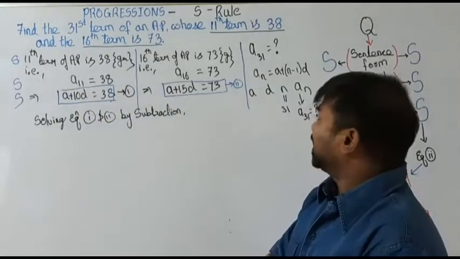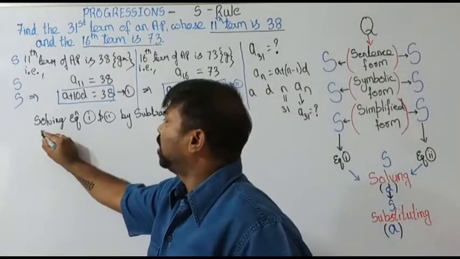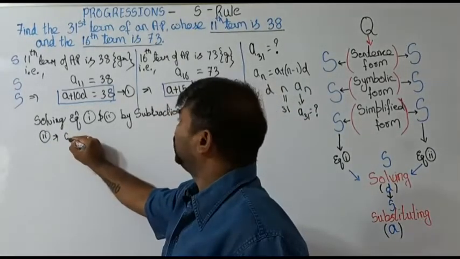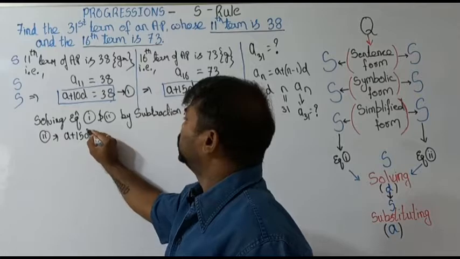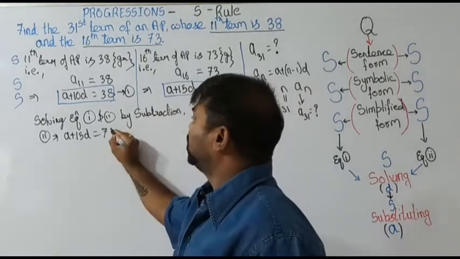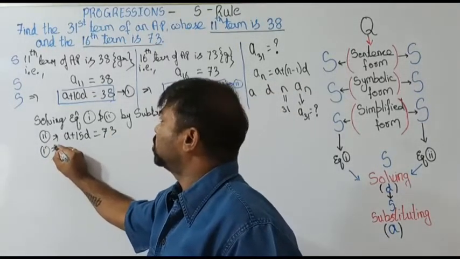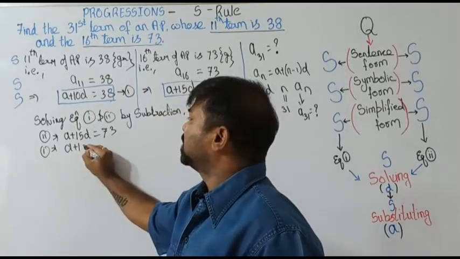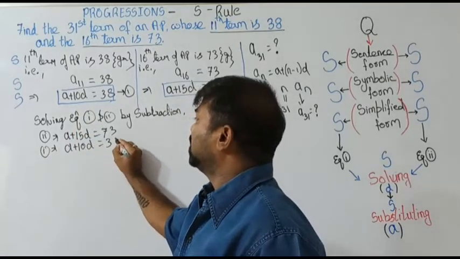So I am taking the second equation at the beginning. Okay, what's that? A plus 15B is equal to what we have, 73. Now write the first equation at the bottom of that. A plus 10B equals 38.